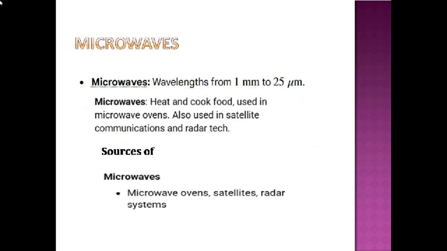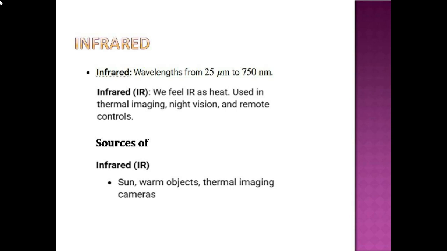Now comes microwave. Microwave, its wavelength is from 1 mm to 25 micrometers, and it is used to heat and cook food, used in microwave ovens, also used in satellite communication and radar technology. And its sources are microwave oven, satellite, radar system, etc. Infrared, its wavelength is from 25 micrometers to 750 nanometers. We feel infrared in the form of heat, used in thermal imaging, night vision and remote controls. And its sources are sun, warm objects, thermal imaging cameras, etc.